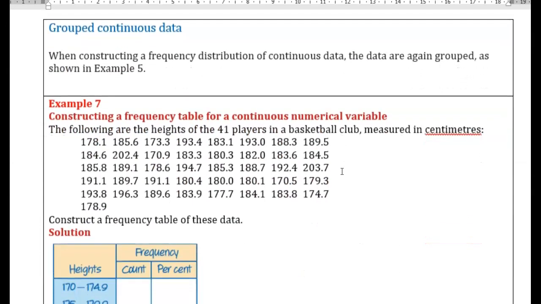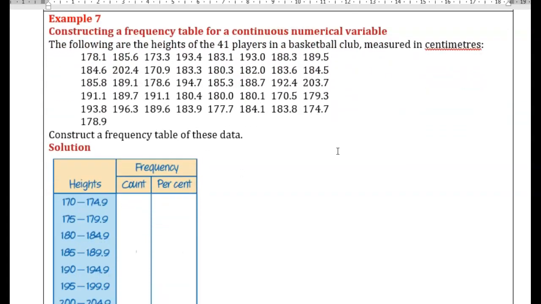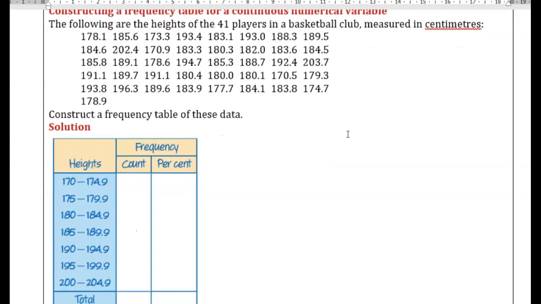All right, grouped continuous data. When constructing a frequency table of continuous data, the data are again grouped, as shown in example 5. So we're going to construct a frequency table for a continuous numerical variable. The following are heights of 41 players in a basketball club measured in centimeters. Because it is measured in centimeters, it is continuous data. Construct a frequency table of this data.